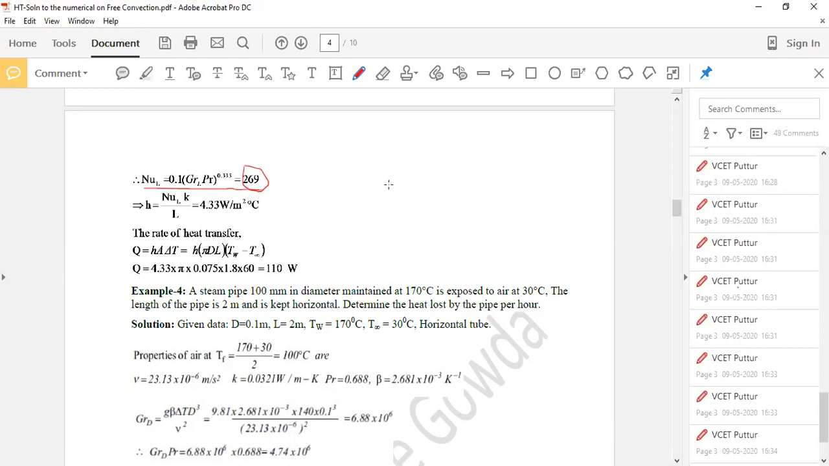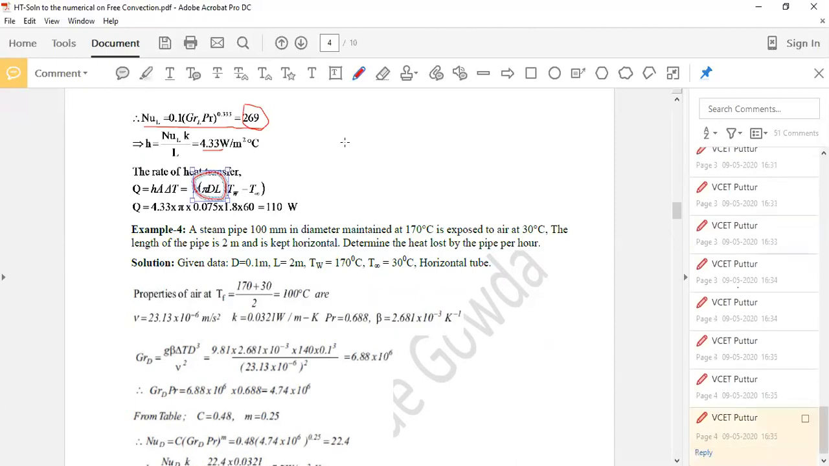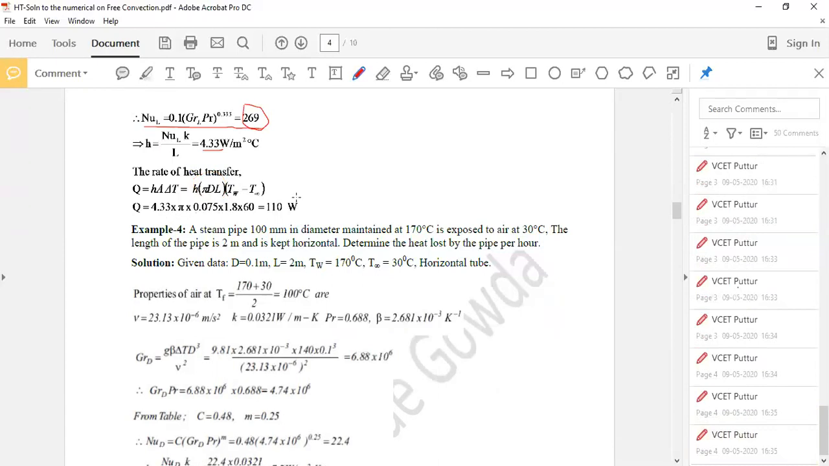It comes out to be 269, and hence the average heat transfer coefficient is 4.33 watt per meter square degree centigrade. Hence you can calculate the rate of heat transfer, h A delta T, where A is the surface area of the cylinder, equal to perimeter into length, that is pi d into L. After substitution, you will get Q equal to 110 watt.